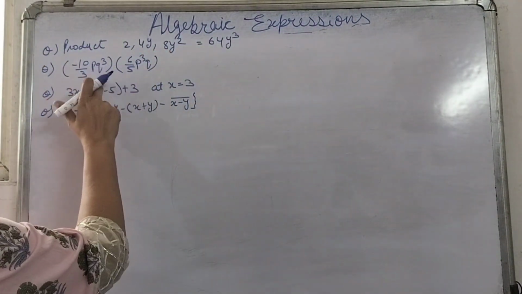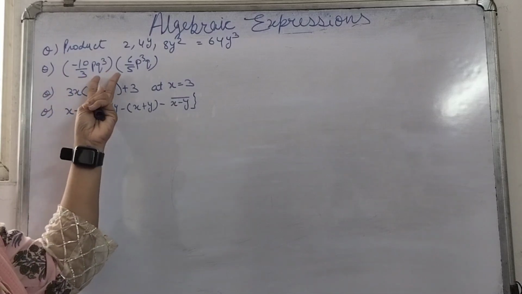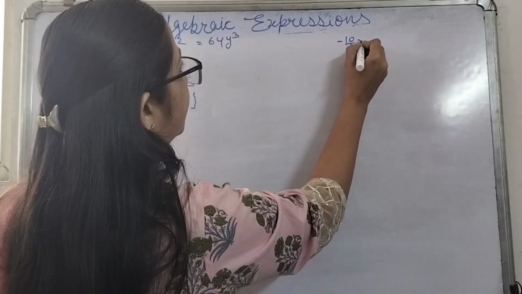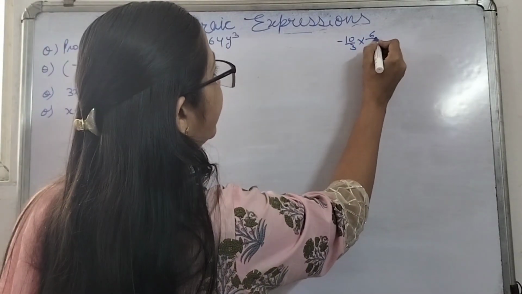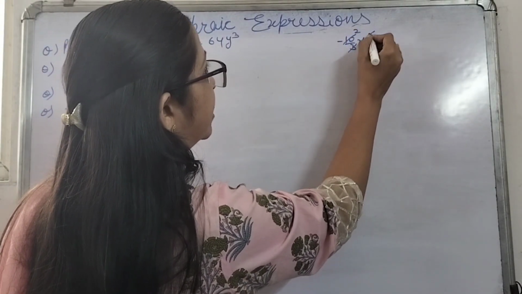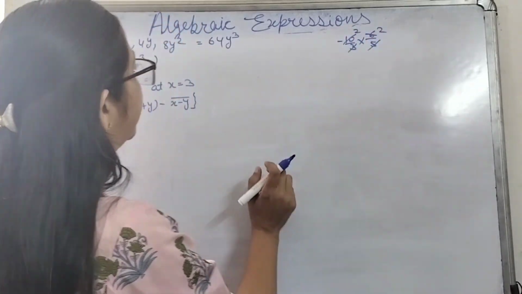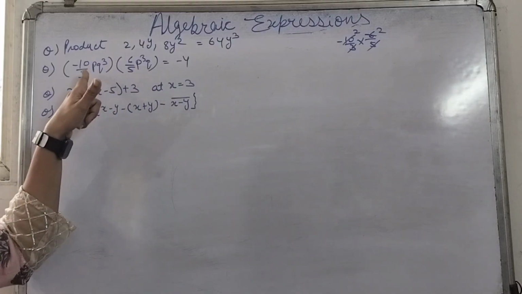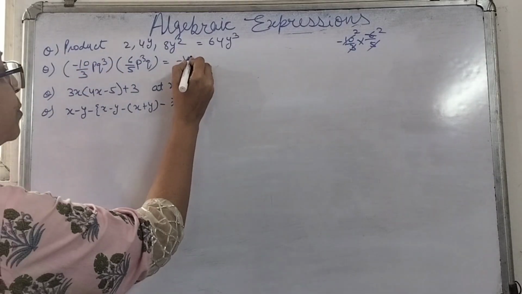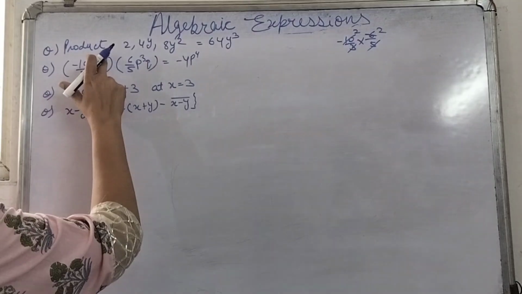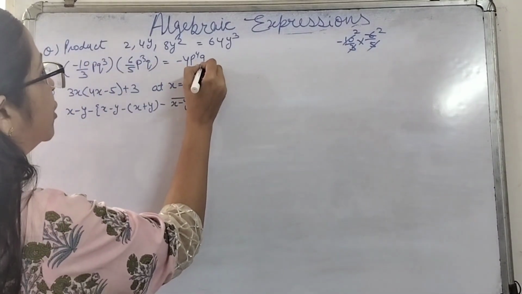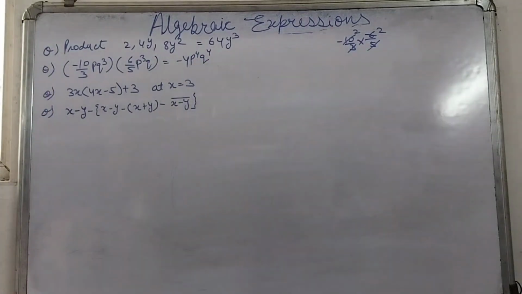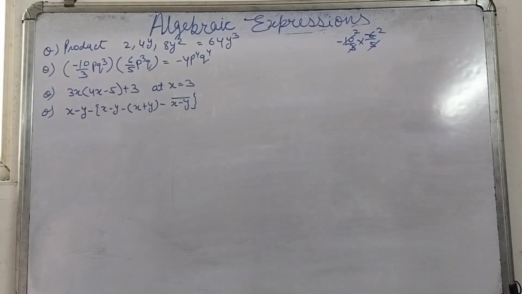Now if we have to multiply these two, first of all we'll be multiplying the numeral coefficients, that is minus 10 by 3 multiplied by 6 by 5. So 5 2s are 10, 3 2s are 6. So minus 2 multiplied by 2 will be minus 4. Now p multiplied by pq will be p raised to the power 1 plus 3, that is p raised to the power 4. Then q raised to the power 3 multiplied by q will be q raised to the power 3 plus 1, that is q raised to the power 4. This will be the product of these two monomials.